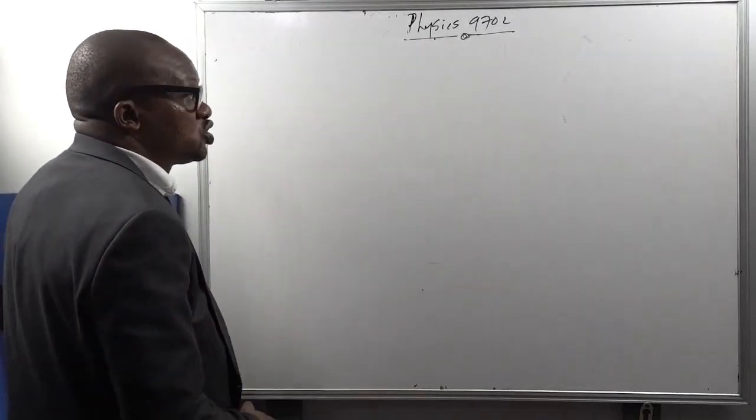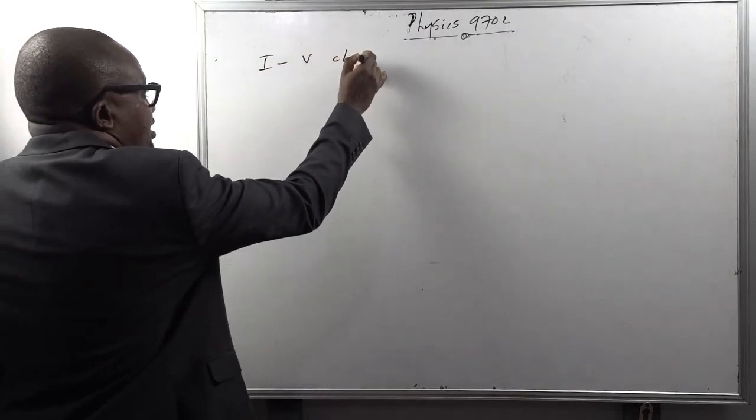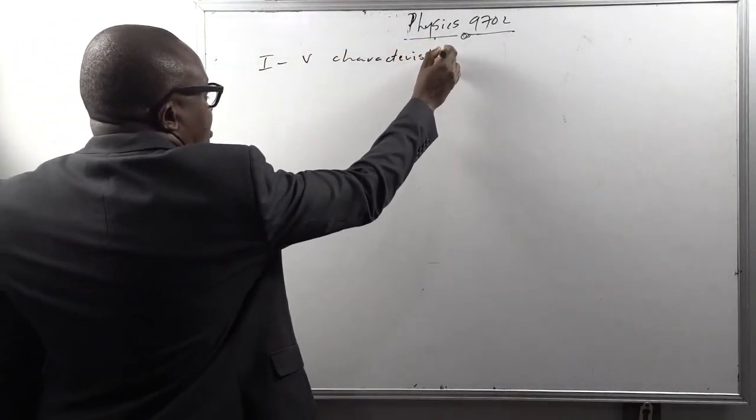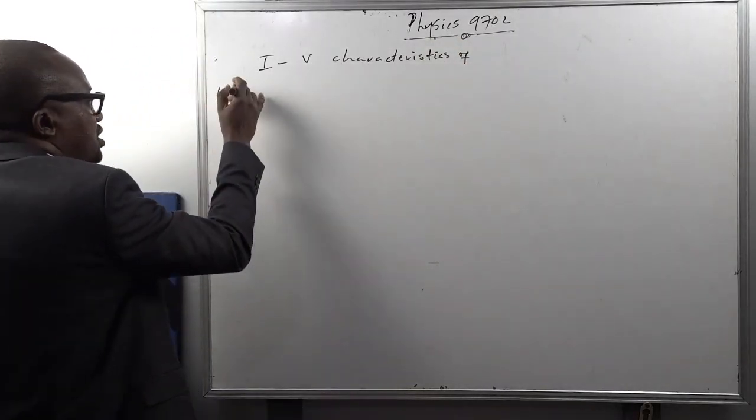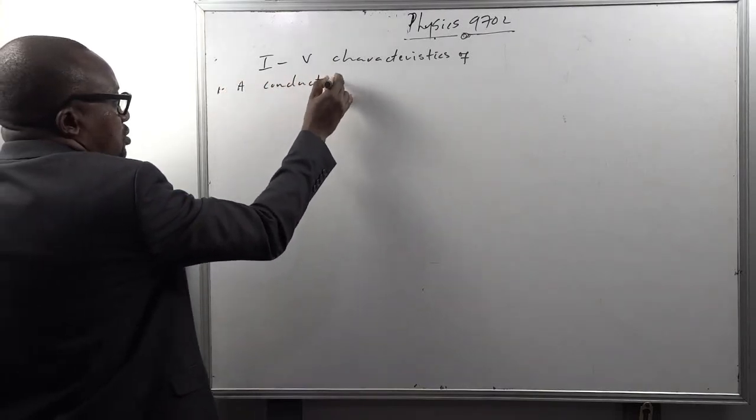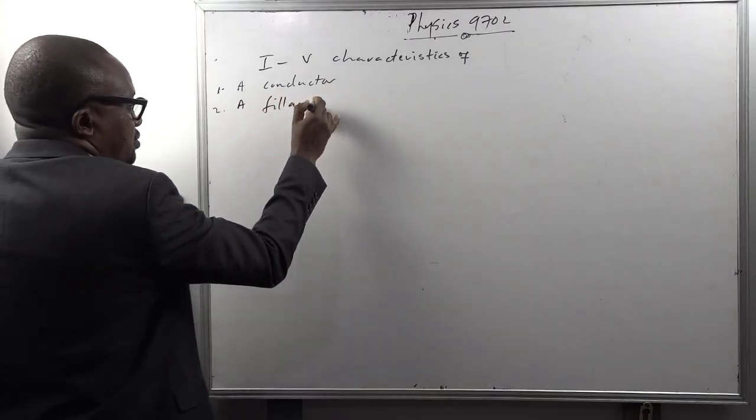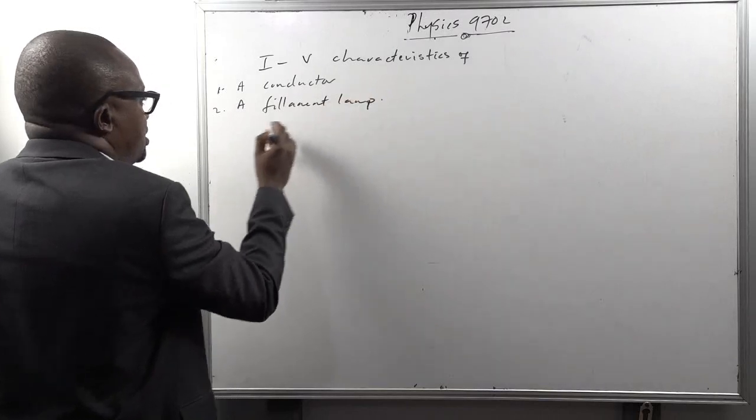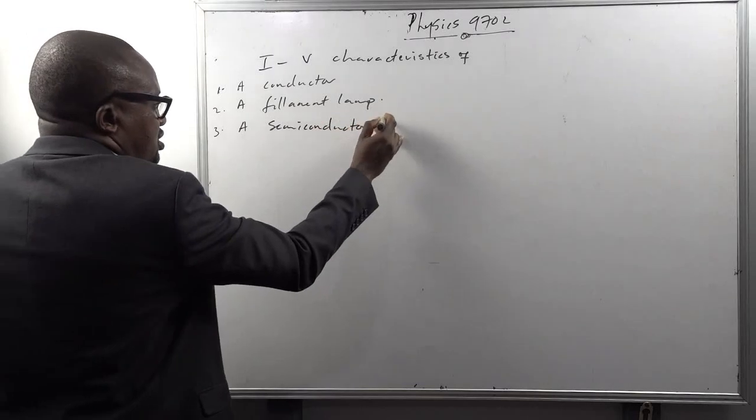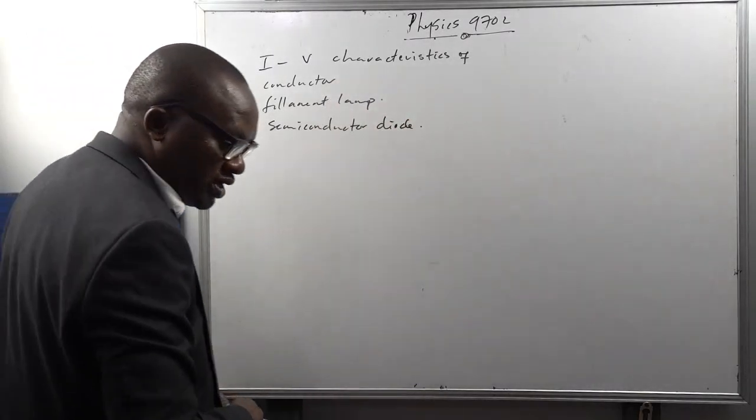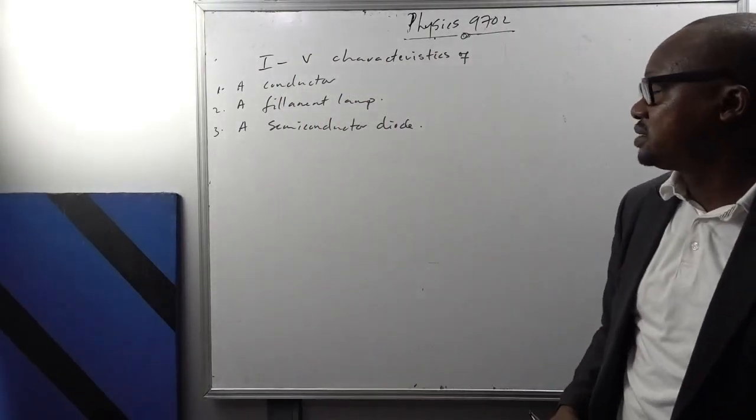So the next thing we want to look at now is IV characteristics. Characteristics of one, a conductor. Two, a filament lamp. Then three, a semiconductor diode. So we want to look at the IV characteristics of this particular component.